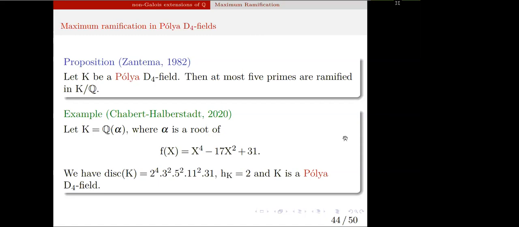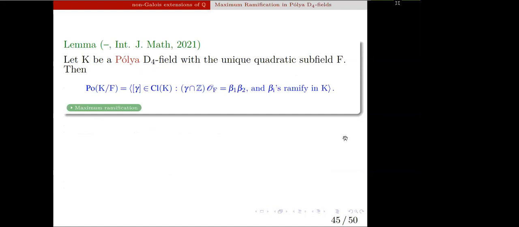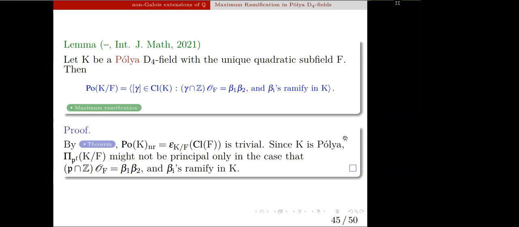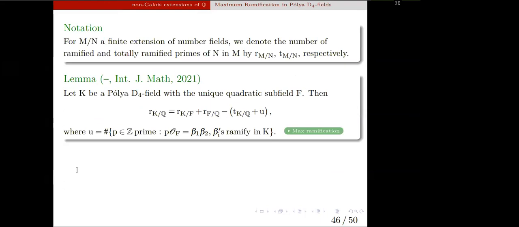For giving an improvement, I need 2 lemmas. The first lemma is about an upper bound on the rank of the relative Polya group of K over F, where K is a Polya D4 field and F denotes the unique quadratic subfield of K, and the proof is easy. The second lemma is about counting the number of ramified primes of K over Q, which is dependent on the number of ramified primes of F in Q and the rank of the relative Polya group of K over F.